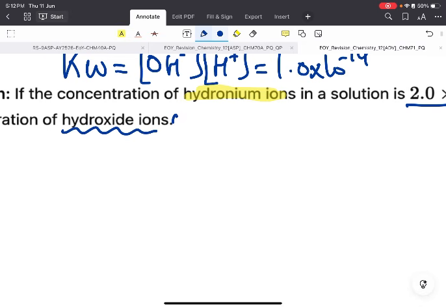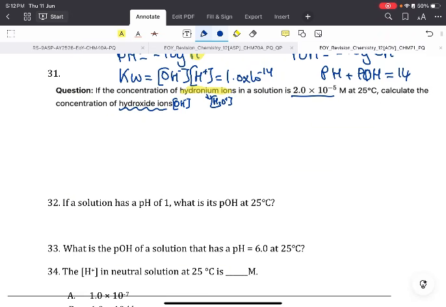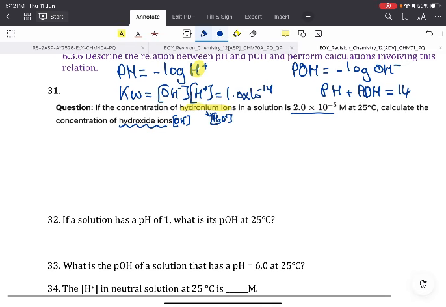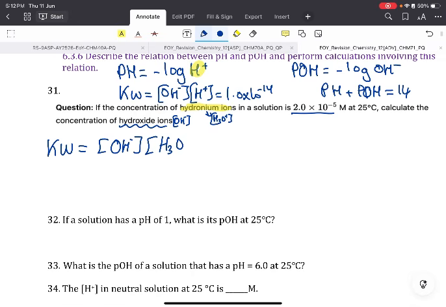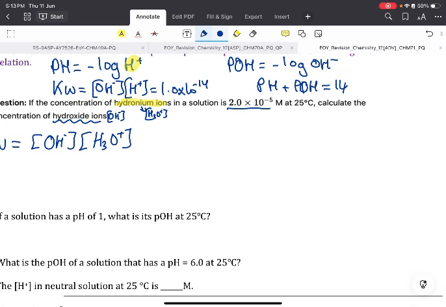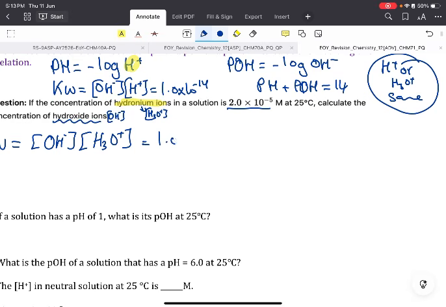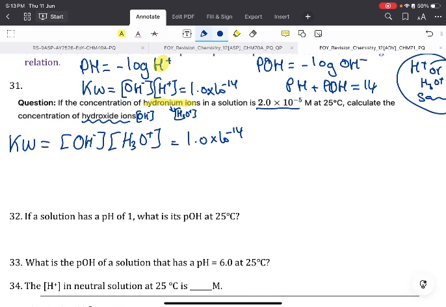Do not go to the exam without knowing the name and the formula. This is hydroxide ion and this is hydronium ion. So I have H plus or hydronium ion and I need to find this one. So Kw is the right formula. So Kw is OH minus multiplied by H plus, or you can write it as H3O plus. So H plus or H3O plus, it's the same. And this is equal to 1.0 times 10 to the power negative 14.